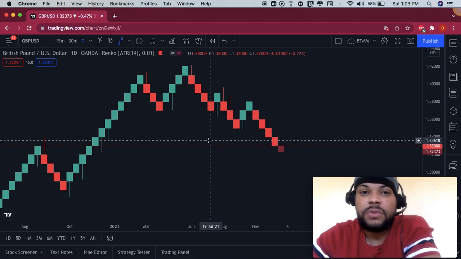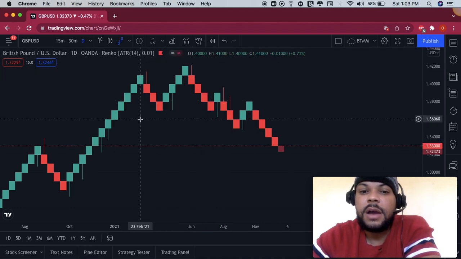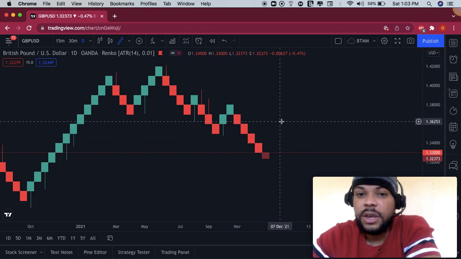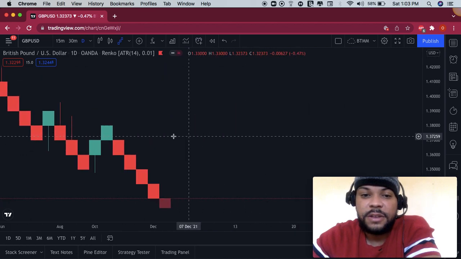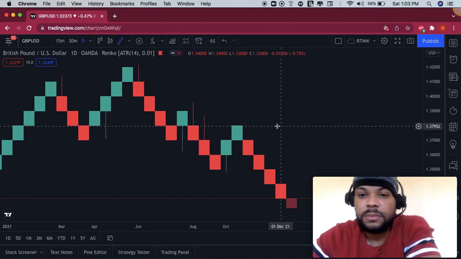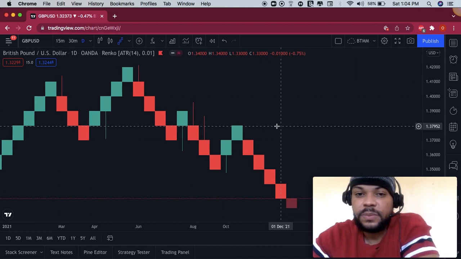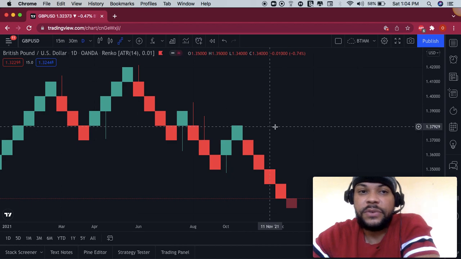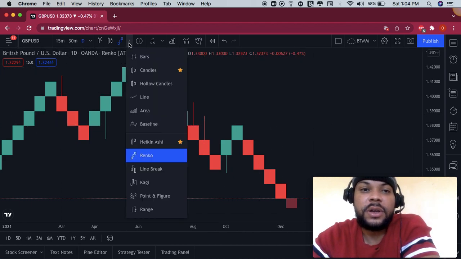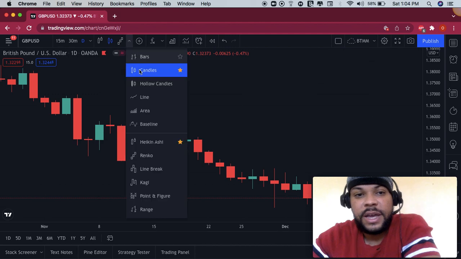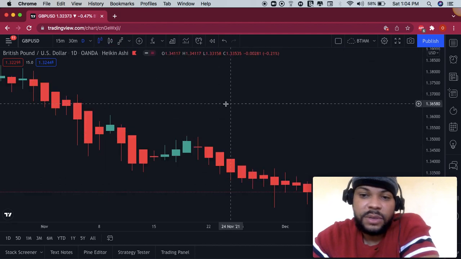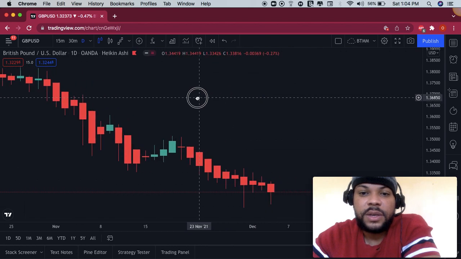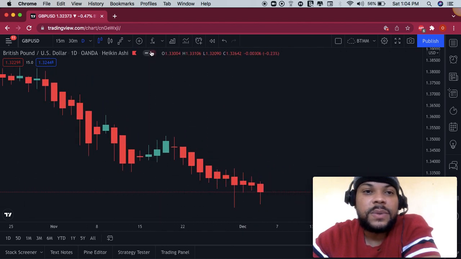But the thing about the Renko is it doesn't depend on time. So all the other candlestick formations, they are based on time. However, the Renko is just based on what happens with price. Okay? So that's the main difference for using the Renko and the other candlestick formations. I just prefer to use either the normal candlesticks, or I will use the Heiken Ashi, because for me that's more simple. Okay, so let's see what else we can take a look at.